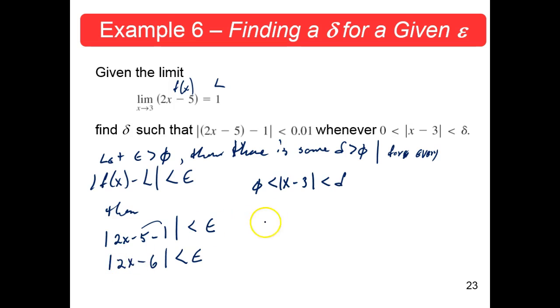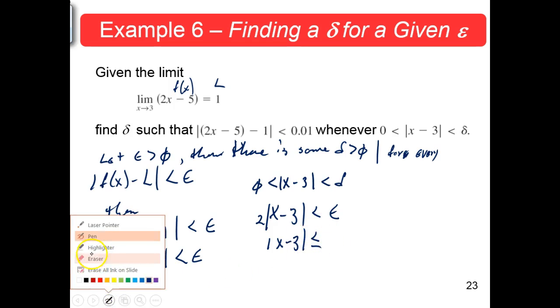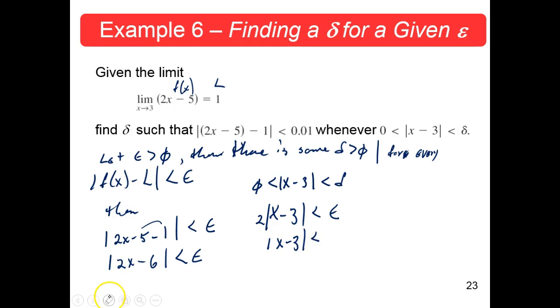Well, I can factor out a 2, can't you? 2 times the absolute value of x minus 3. 2 is positive, so it can go outside the absolute value. And that's less than epsilon. Well, this absolute value of x minus 3 would have to be less, I keep wanting to put an equal, and it's not equal, just strictly less than, divide both sides by 2, epsilon over 2. So there, we've done it.